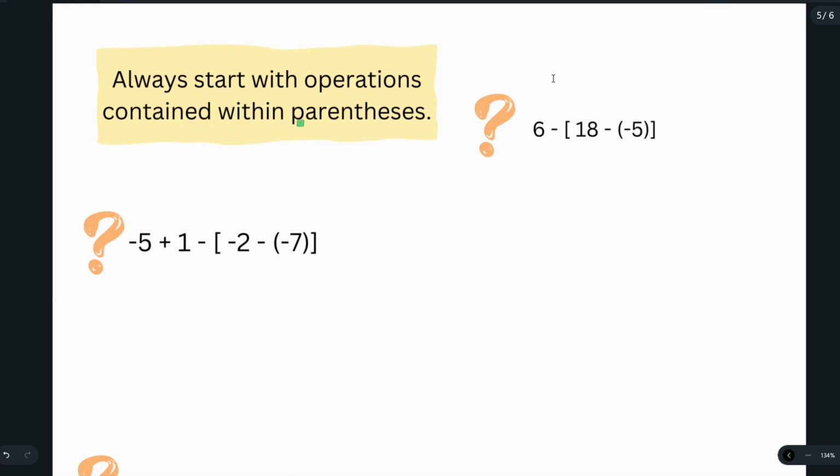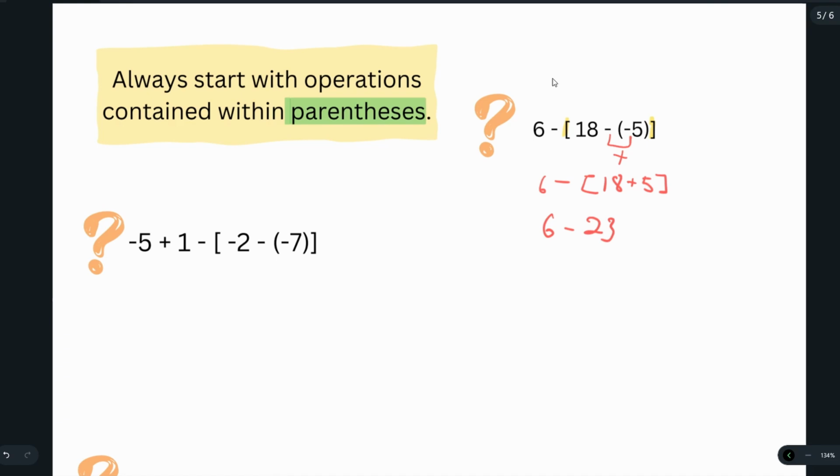Always start with operations contained within parentheses. So these are the parentheses. Let's start inside them. 18 minus -5. Here, two negative signs. It's going to give us a positive. So let's rewrite it. 6 minus 18 plus 5. 18 plus 5 will give you 23. So we can write it as 6 minus 23.